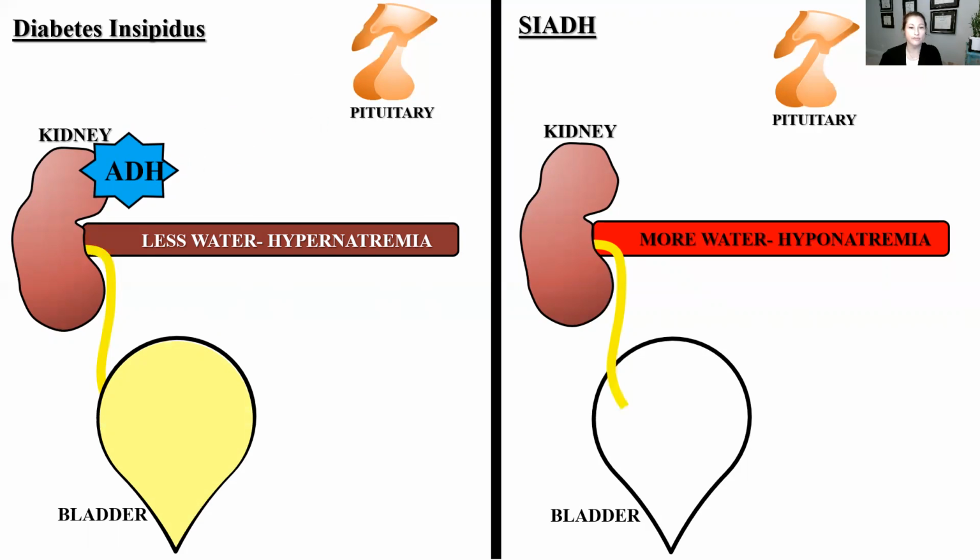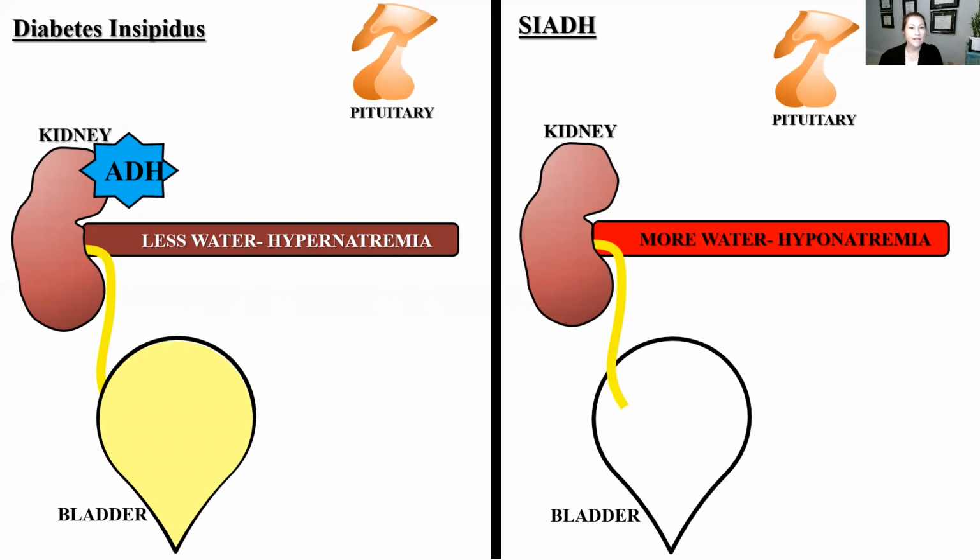So if we don't have enough of that, we're losing all of this water out into the urine. So you get very copious amounts of urine that are not dilute at all. Then you lose all that water, so the bloodstream becomes more concentrated, and that's going to cause a hypernatremia.